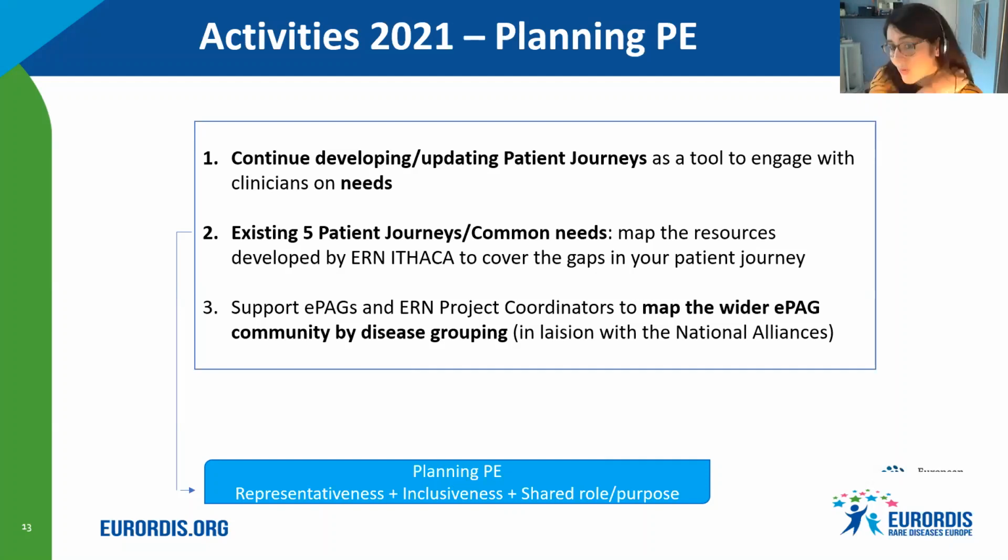And what we can do with the existing 5 patient journeys, so I'm thinking about Sue, of course, Gabor, Dorika, Ami, and Yvonne, of course, but she's not here. Maybe we can start to think about mapping what the ERN ITHACA has been doing or is developing right now, to cover the gaps you have in your patient journey. This is something we can think about together, and maybe next year, if you find this interesting, we can do this mapping of the resources developed by the ERN ITHACA to cover the needs you have identified in your patient journey.